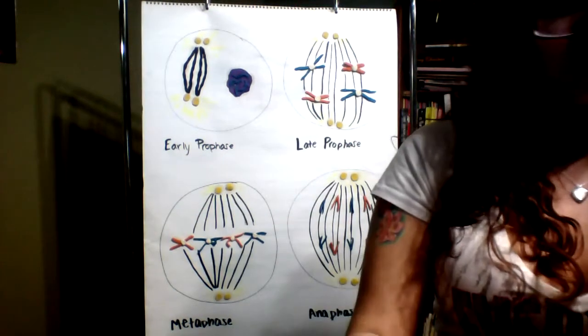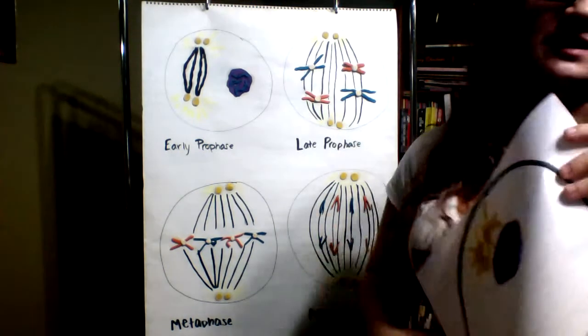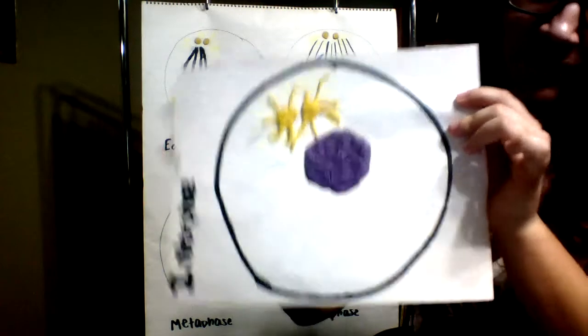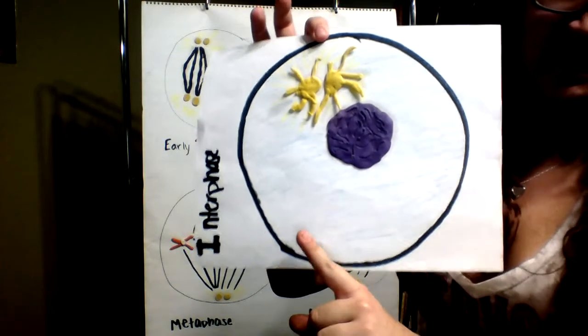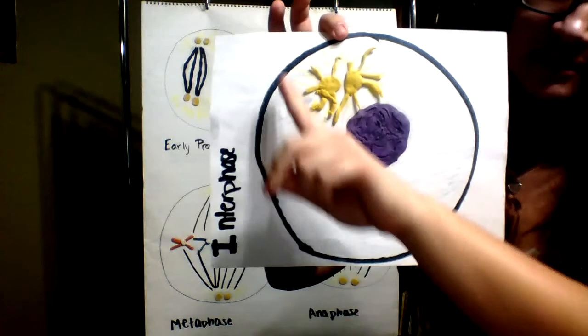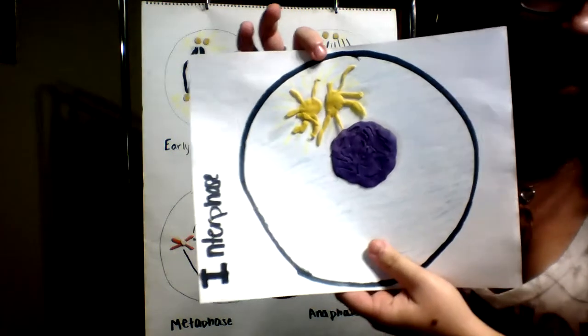Moving on, the first phase of mitosis is interphase. And here we have our nucleus, where the DNA strands are loosely coiled and cannot be seen. And these yellow sun-looking things are the actual centrioles and the centrosome.